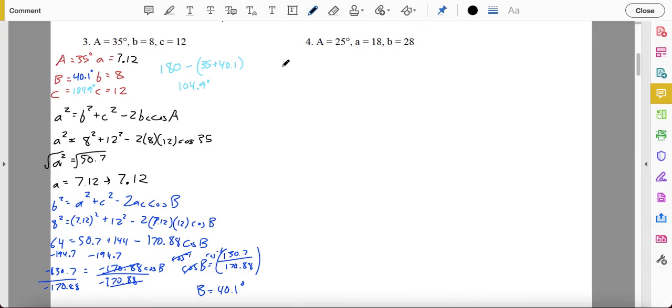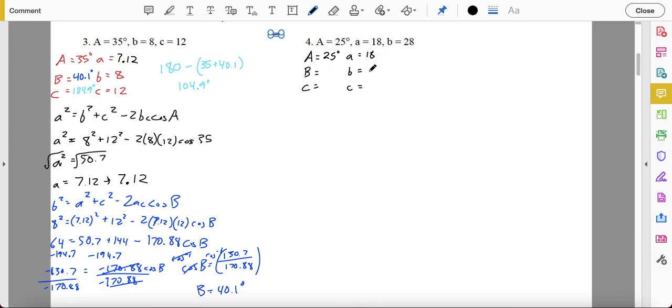All right, so we set up our charts. So we have angles A, B, and C, and sides A, B, and C. And when we fill in our givens, we're going to notice something special here.